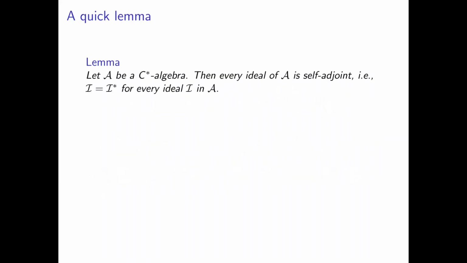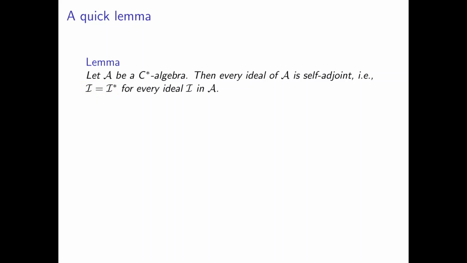Now let us go to the first minor result of this video. And that is that if A here is a C-star algebra, then every ideal of A is self-adjoint. Meaning that if I here is an ideal, then it's equal to I star. And I star is simply like if J here lies in the ideal I, then J star lies in I star. It's really that simple. And these are the same.